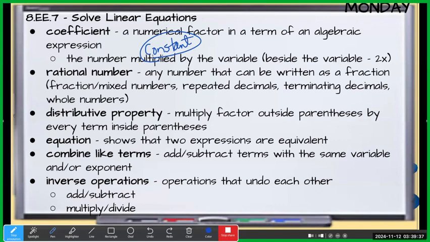Rational number, Melody reminds us that that's any number that can be read as a fraction. She told us some decimals. Somebody said percent, somebody said a whole number, somebody said repeating decimal. Distributive property, Hayden reminds us that we multiply a number on the outside by things on the inside.